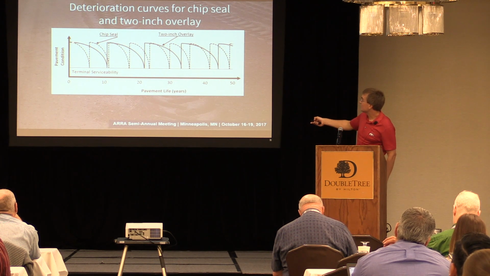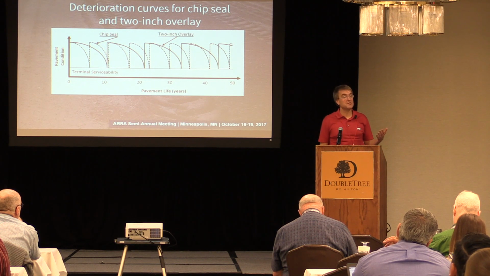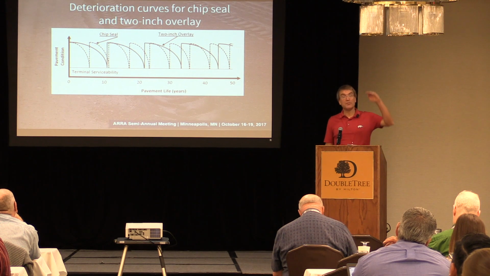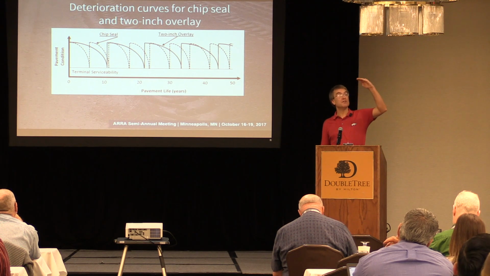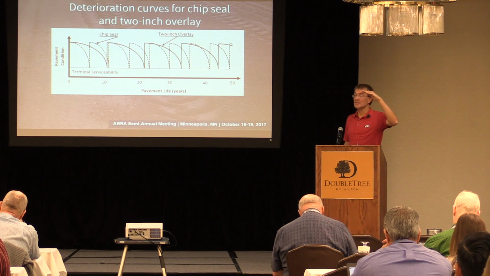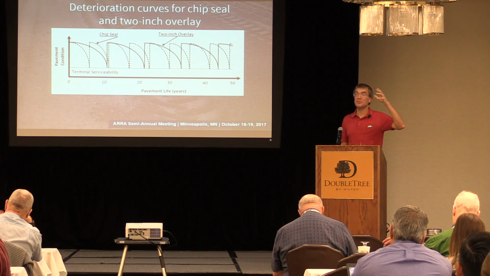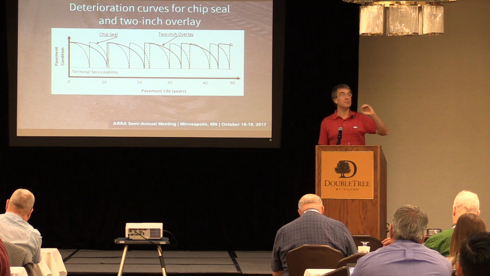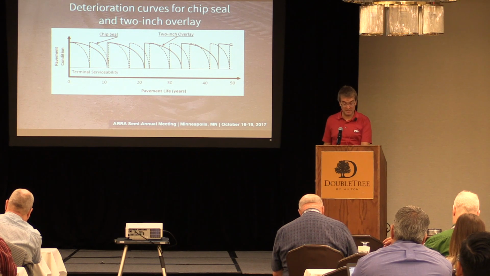And with the 2-inch overlay, we assumed every 11 years you placed a 2-inch overlay. So when you place those 2-inch overlays or the chip seals, the quality of your pavement, the pavement condition, returns to that initial level. Now, obviously, this is an idealized graph, but it helps people understand what we are doing when we're applying these maintenance and rehabilitation treatments.